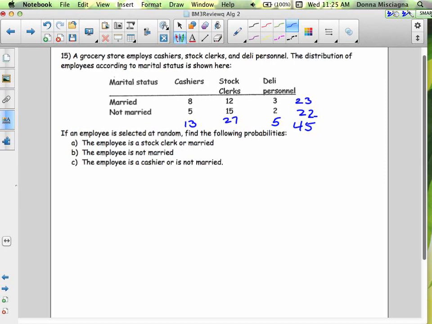All right, so we want to find the probability that an employee is a stock clerk or married. So I'm going to write it down here. Probability stock or married. That's an add because it's an or. We're picking one person, but we have more than one favorable group. The stock people, there are 27 out of the 45 people. The married, there are 23 out of the 45 people.